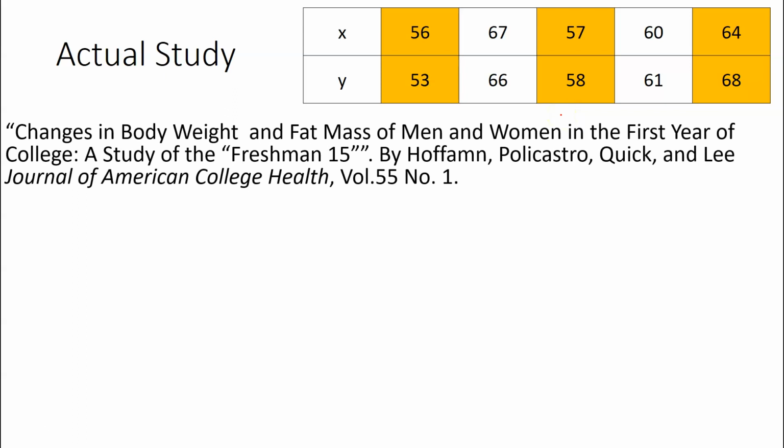So here's the actual study. The study was titled Changes in Body Weight and Fat Mass of Men and Women in the First Year of College, a study of the Freshman 15 by Hoffman, I'm not even going to try to pronounce that, Quick, and Lee. So four people worked on this study. And this was for the Journal of American College Health. So this is a journaled article. Journaled articles are always given to scrutiny, which means people look at them and go, did you use the correct methodology? Did you draw the right conclusions? Did you draw the right practical applications, and so on and so forth? That's why people publish in journals, so that others can scrutinize.